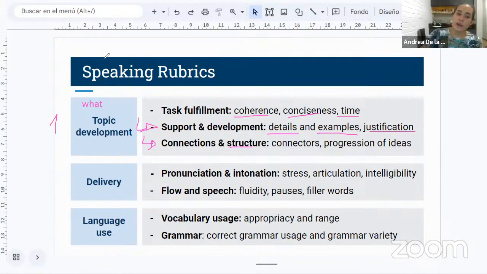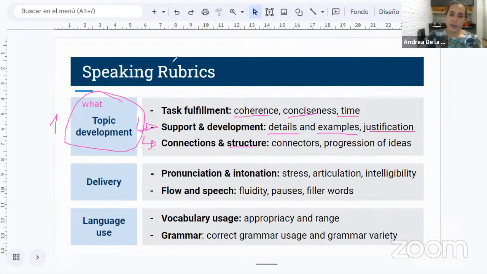So that is what they look at when they're considering topic development. Okay. So basically, what you say, how well connected it is, how well supported it is, whether it makes sense, whether you're answering the question and you're fulfilling what they're asking you to do, and timing.